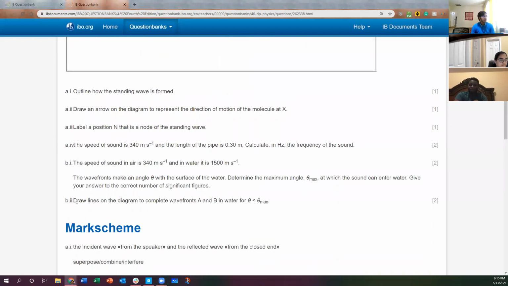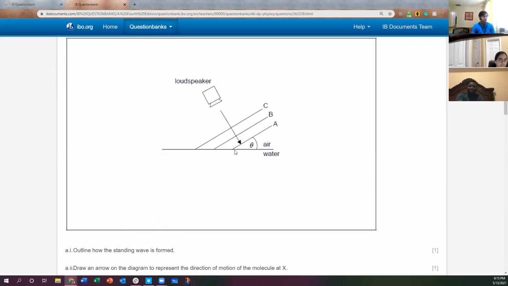Okay. Now draw lines on the diagram to complete wavefronts A and B for theta less than theta max. So we want to complete the wavefronts for A and B as they enter the water. So what would we think happens? So let's draw the normal first, because it's always helpful to draw the normal. Remember, C hasn't entered the water yet. So what happens when these refract?